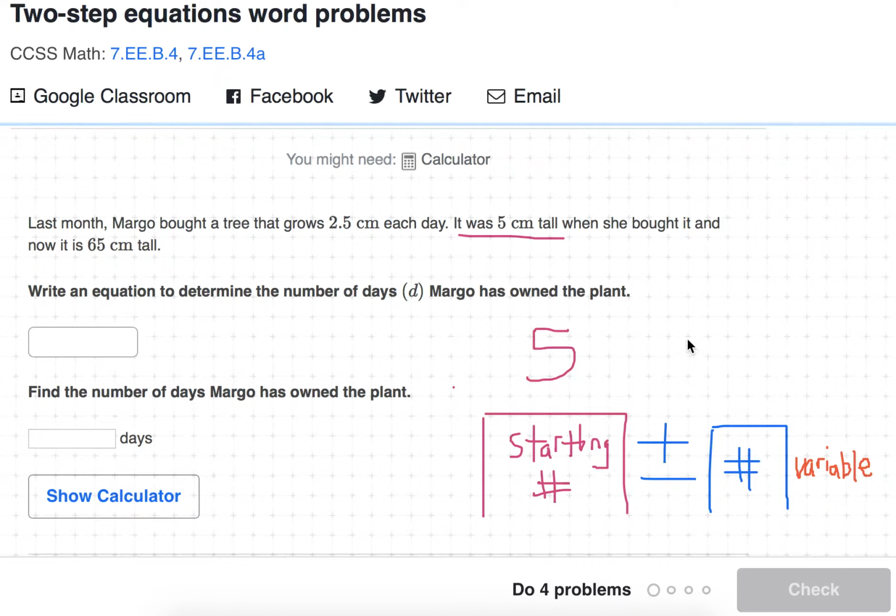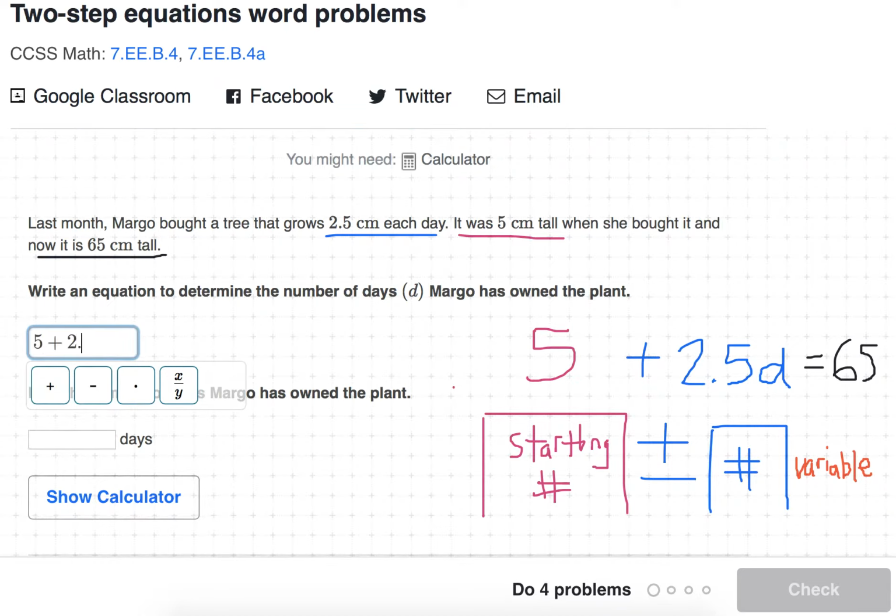It's going up, because it's growing, 2.5 centimeters each day. So that 2.5 is going to get multiplied by the number of days, right? If it's been 1 day, it's grown 2.5 centimeters. If it's been 7 days, it will have grown 2.5 centimeters times 7. And then the final part is it's now 65 centimeters tall. So our equation is 5 plus 2.5d equals 65.